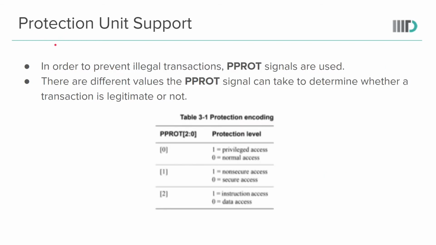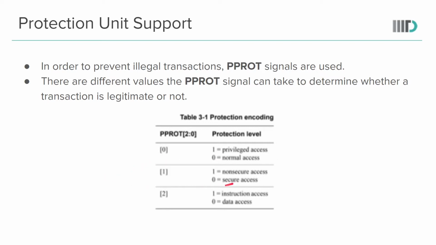So this is another feature of the APB protocol, the protection unit support. In order to prevent illegal transactions, PPROT signals are used. There are different values the PPROT signals can take to determine whether a transaction is legitimate or not. PPROT 0, which is this particular case here, is used to decode for normal or privileged access. When PPROT 0 is low, it indicates the transaction has normal access, but when it's high, it indicates privileged access. This is used by some masters to indicate the processing modes. A privileged processing mode typically has a greater level of access within a system.